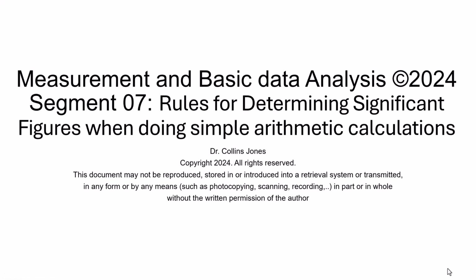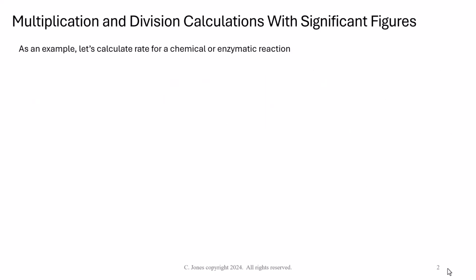Welcome to segment 7 of my video series on measurement, significant figures, and basic data analysis. In this segment, we will discuss the rules for determining significant figures when doing simple arithmetic calculations, that is, multiplication and division, and addition and subtraction. I want to justify the rationale for this with an example.